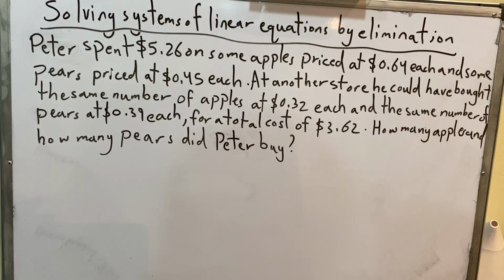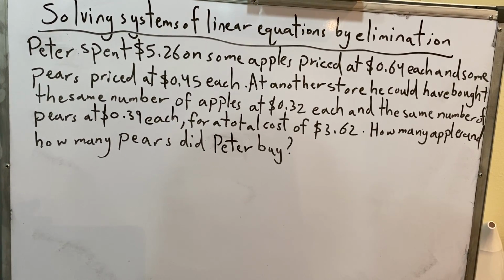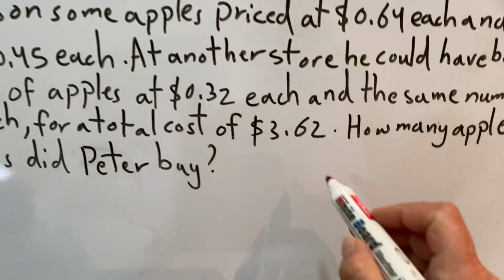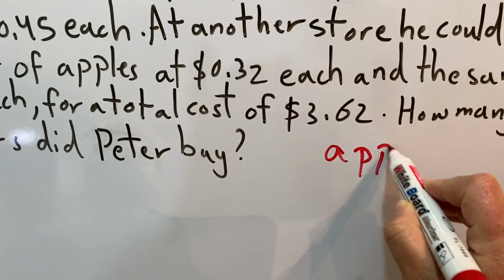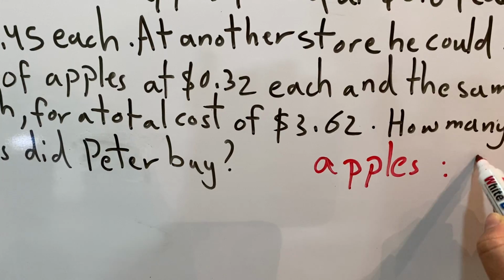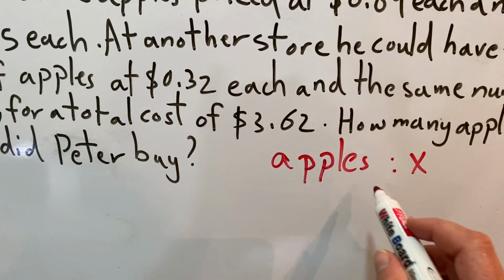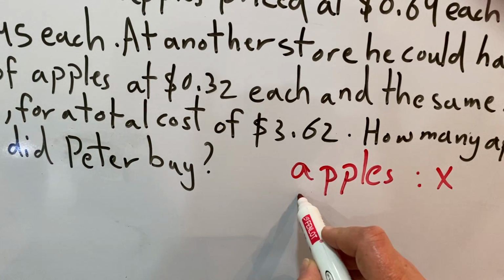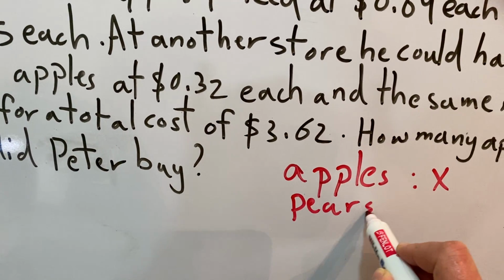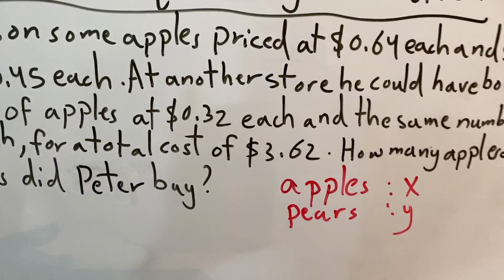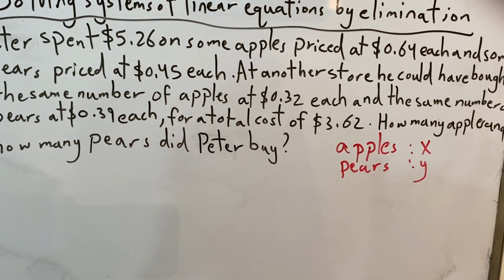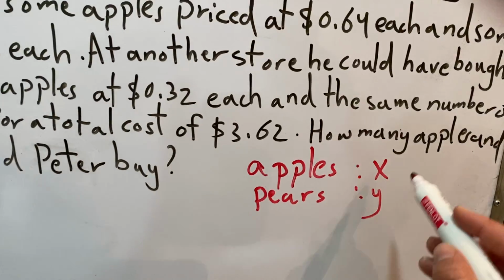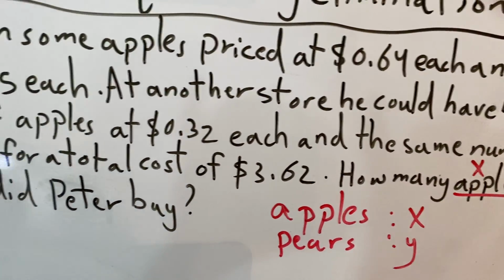Now, if I look here, I have apples and I have pears. The first one mentioned, which is apples, I will call X, or I can call it A, the first letter in apples. And the second one mentioned, which is pears, I will call Y. So apples is related to X and pears is related to Y. How many apples and how many pears is the question, meaning we need to find X and Y.